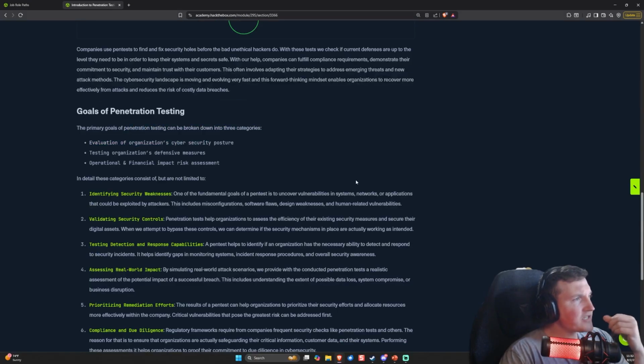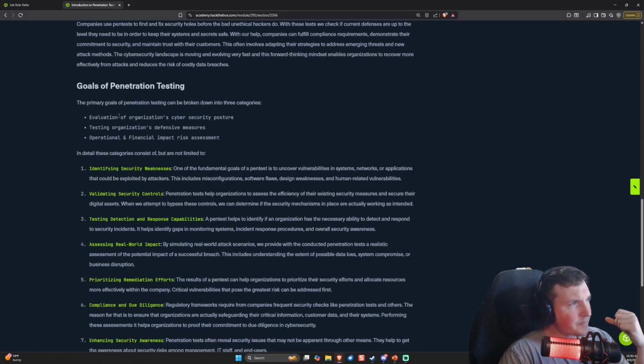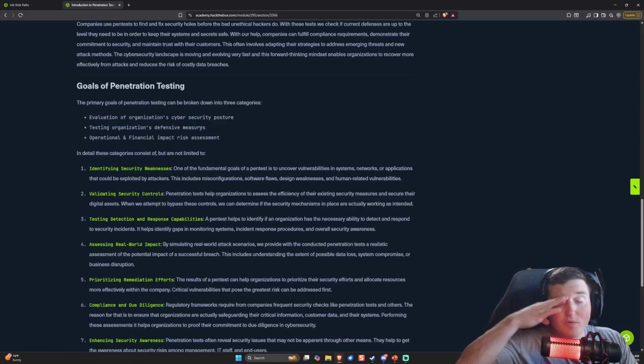Okay, so the primary goal of penetration testing can be broken down into three categories. A couple of things, I don't necessarily agree with this, but I understand what they're saying. Evaluation of the organization's cybersecurity posture, testing the organization's defensive measures, and operational and financial impact risk assessment. Now, I don't agree that those are the primary goals of penetration testing, because I have done a lot of penetration tests for companies whose primary goal was to pass a compliance standard. That's not on here, right? Now, could it fall in one of those categories? Am I evaluating their security? Sure, but that's not their goal.